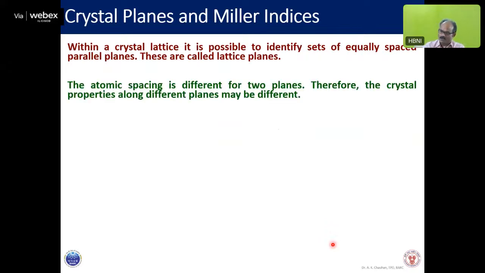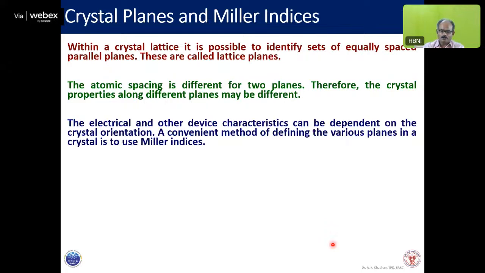Why infinite? Because every 3 points, you can make a plane out of them. So you can have an infinite number of planes. They are equally spaced but parallel to each other. These are called the lattice planes. If the atomic spacing is different for two planes, the crystal properties along different planes may be different.